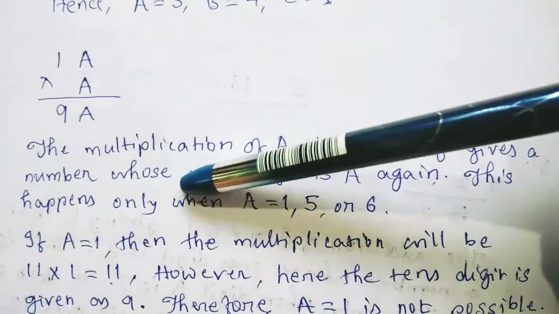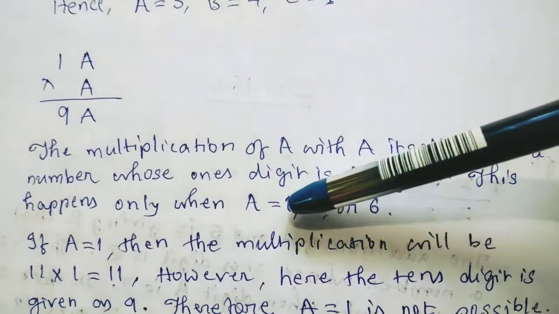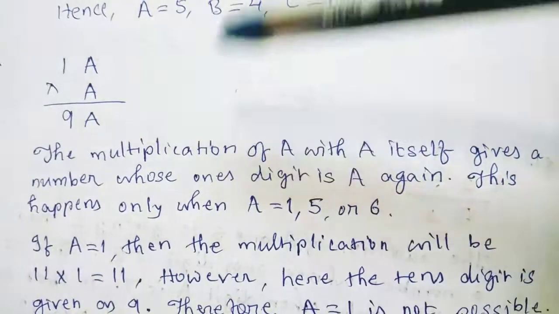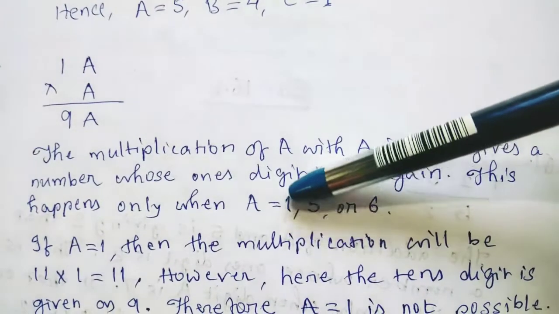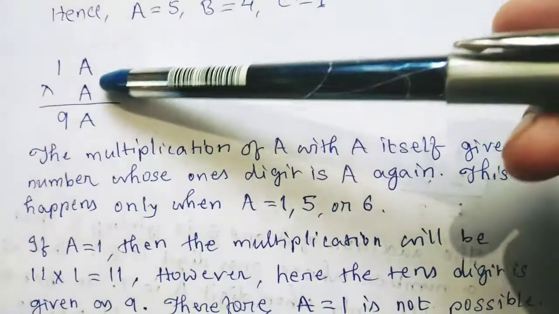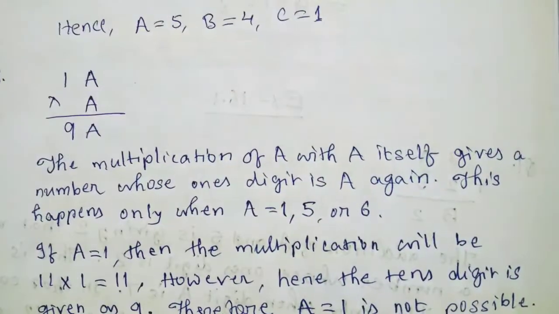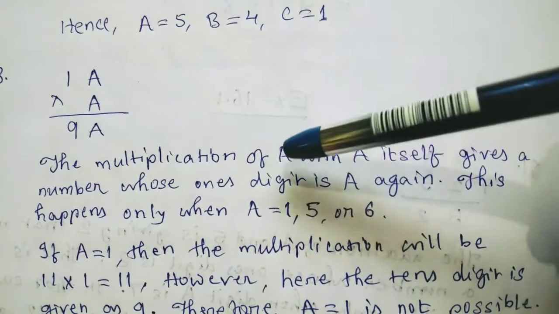This is possible only when A equals 1, 5 or 6. So there are 3 cases. In multiplication you will get many cases. When you multiply a number with itself, A into A, the same digit can come again in the answer. So there are 3 cases, 1, 5 or 6, and you have to put them in one by one.